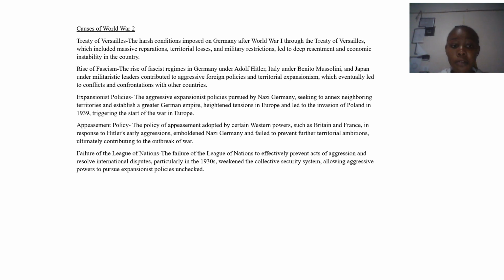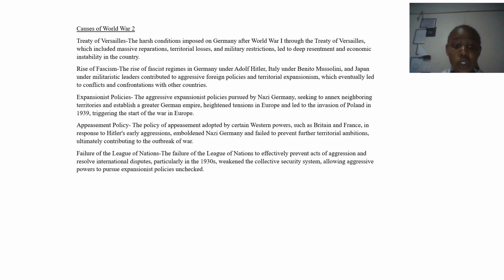Then the rise of fascism. The rise of fascist regimes in Germany under Adolf Hitler, who was a dictator and a leader of Germany, and Italy under Benito Mussolini, and Japan under military leaders, contributed to aggressive foreign policies and territorial expansionism, which eventually led to conflicts and confrontations with other countries.